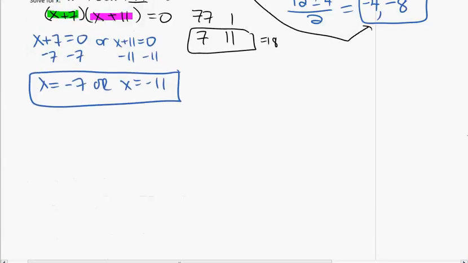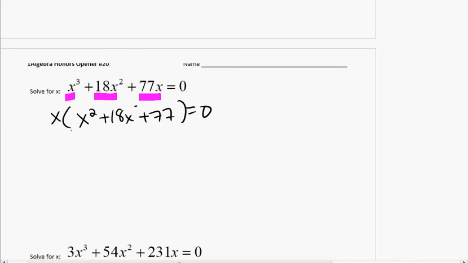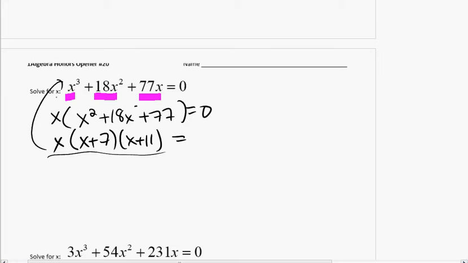If you look at the problem above, I've already factored this, right? I found it was x plus 7, x plus 11. So this is x plus 7, x plus 11. And I keep my x out in front because that's still a factor. And if I were to remultiply all of this, I would end up with the original. So now I can apply zero product property because I have three things now being multiplied together to equal 0. So it still applies, right? No matter how many things you have multiplied equal to 0, one of them has to be 0.